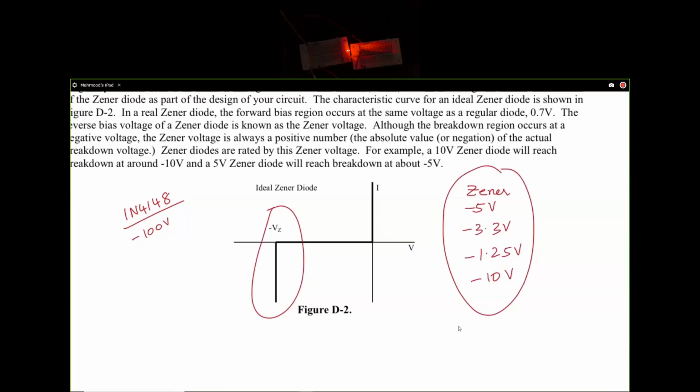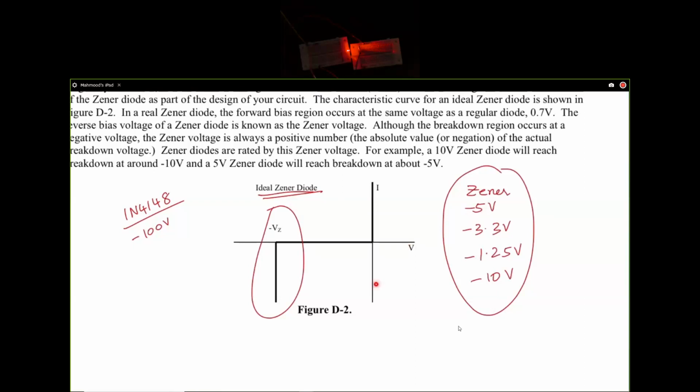Voltage regulation means that even if there is a small change in current, my voltage between 2 points should not change. And I can use a Zener diode in reverse bias to get that voltage regulation to happen. That typically happens around negative 5 or negative 3.3 volts depending on your circuit application. So that's the voltage-current characteristic of a Zener diode.